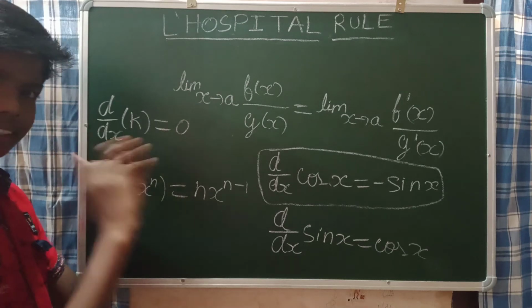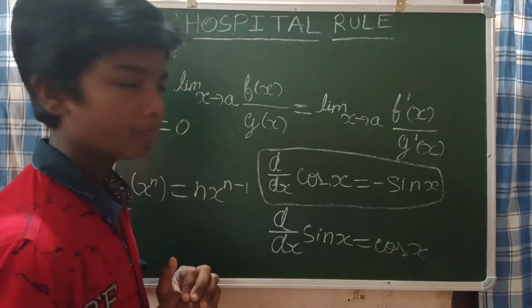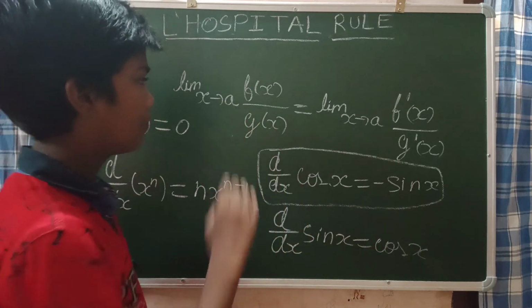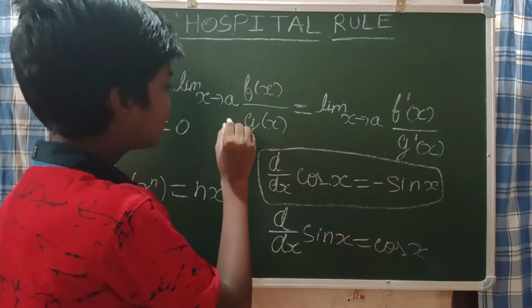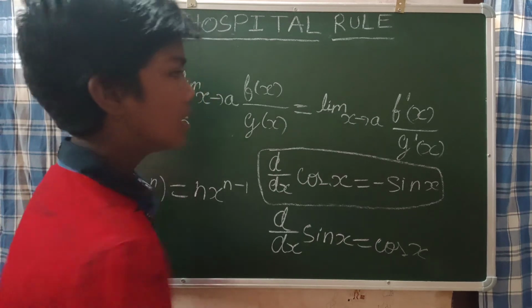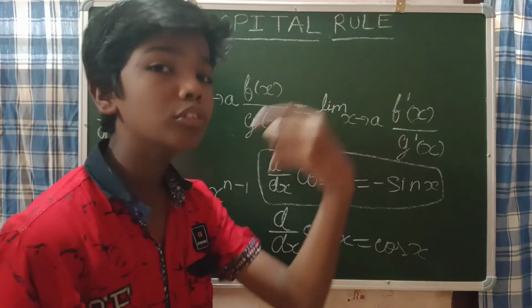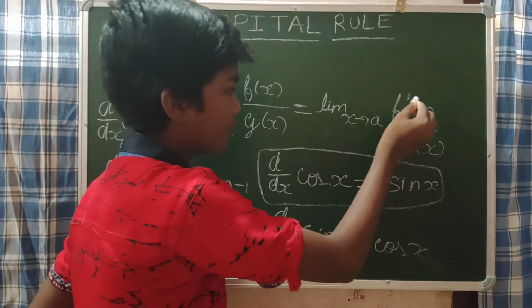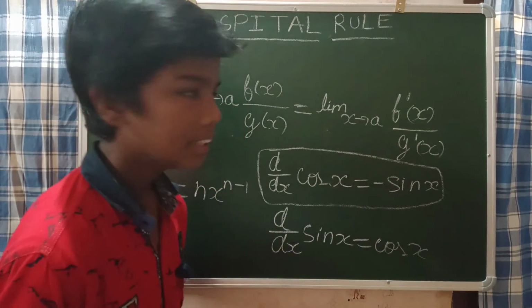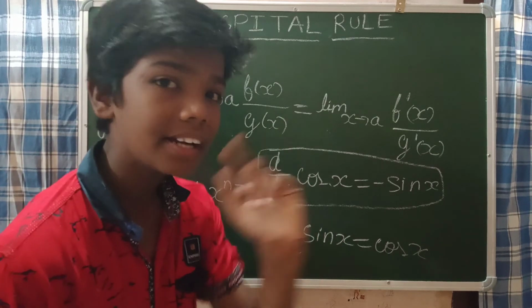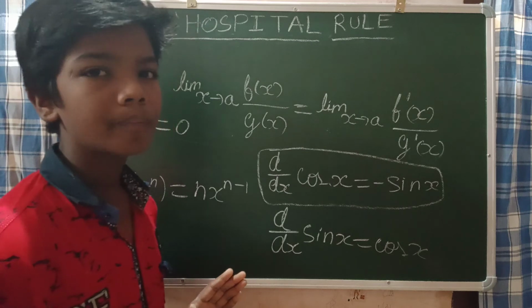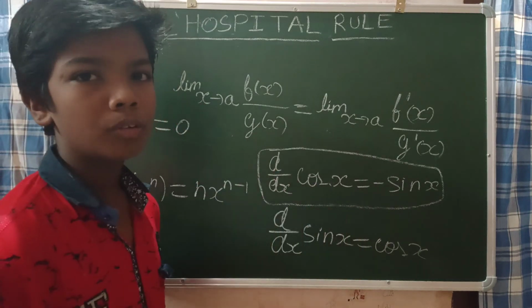Now this is about this L'Hospital rule. Please remember that whenever the value of this limit is indeterminate form, the value of this limit using L'Hospital rule will be the limit of x tends to a f dash x divided by g dash x. This dash represents the differentiation. Please understand this. This is a simple concept. This is about L'Hospital rule.